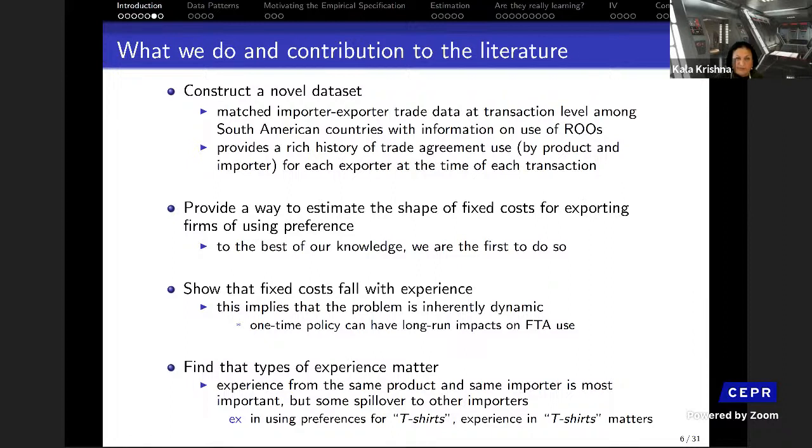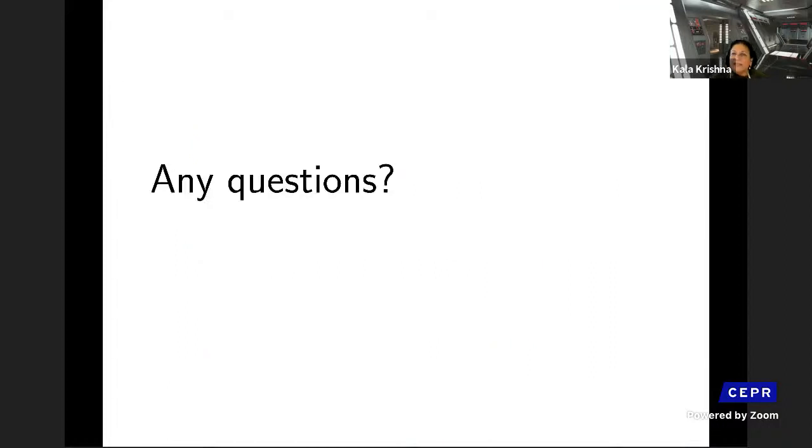So what do we find? We find that the type of experience matters a lot. And experience from the same product and the same importer is most important. And that's not surprising, right? But there are spillovers to other importers with the same product. So if I trade with you, Julia, because I'm importing T-shirts, then with other importers of T-shirts, it's going to be a little easier. So this is sort of the idea there. Any questions?